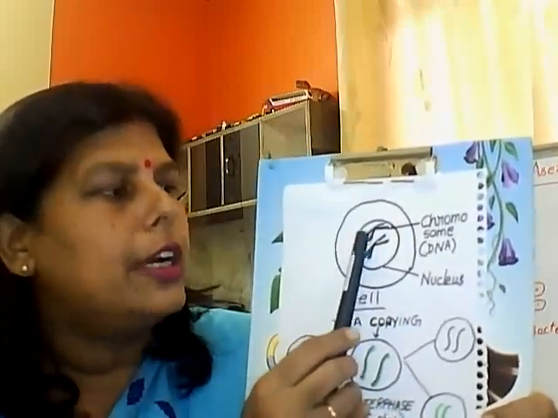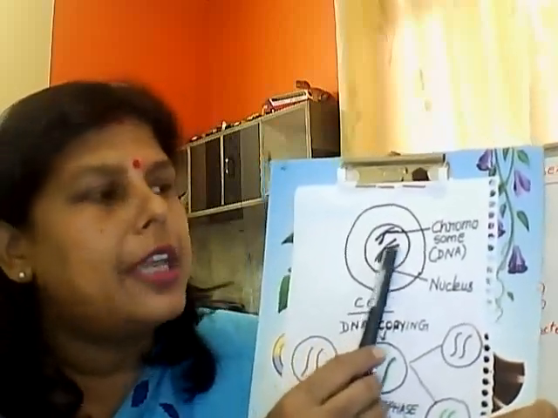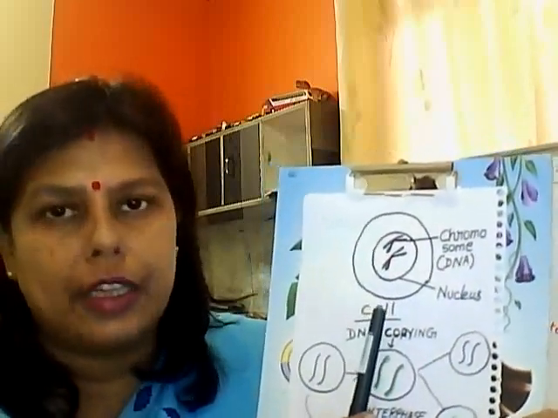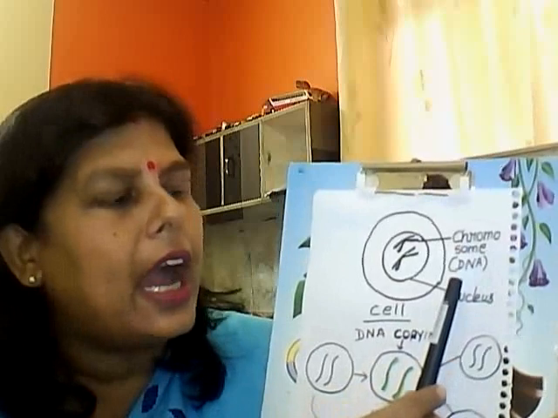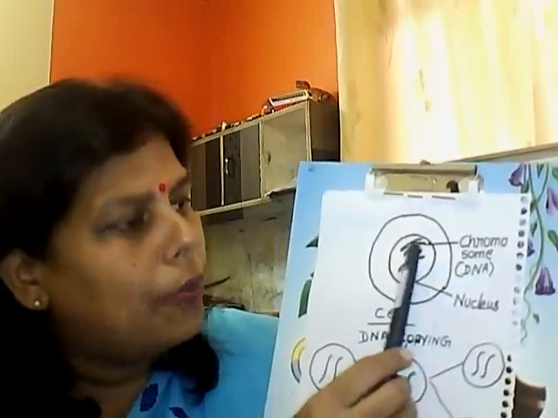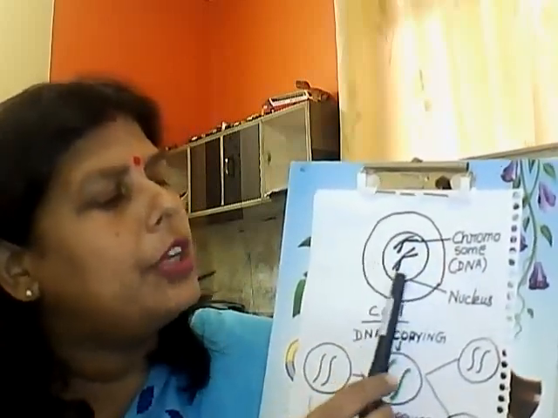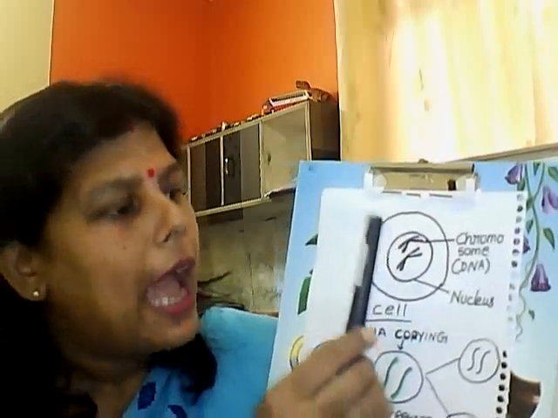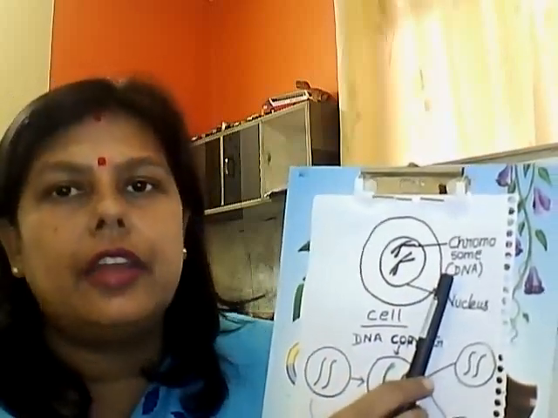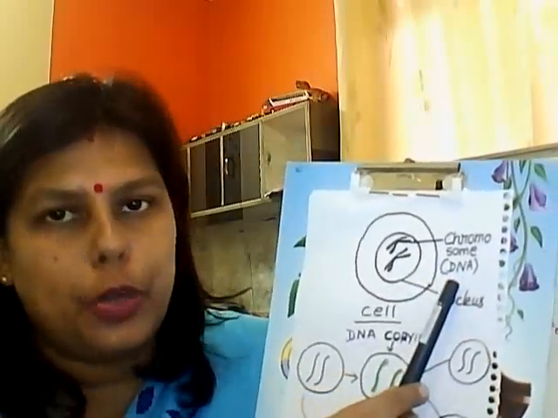And within the nucleus, the hereditary materials are present, which sometimes are known as chromosome and sometimes as chromatin. But chemically they are known as the DNA. This chromatin or chromosome or DNA is located within the nucleus. And actually these are the hereditary materials which are transferred from parents to their offspring.